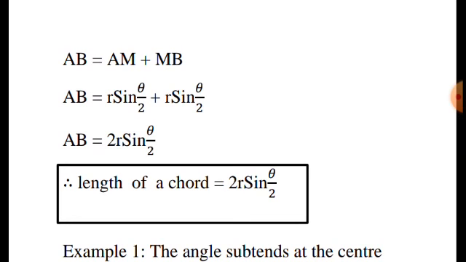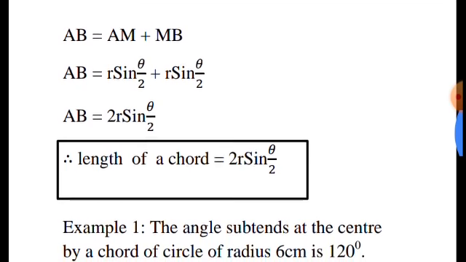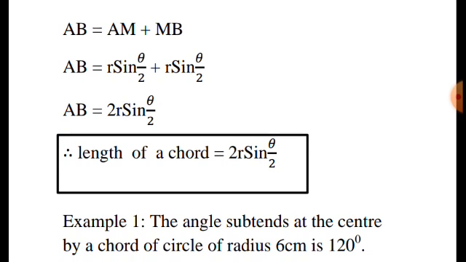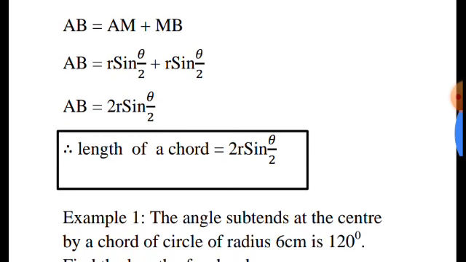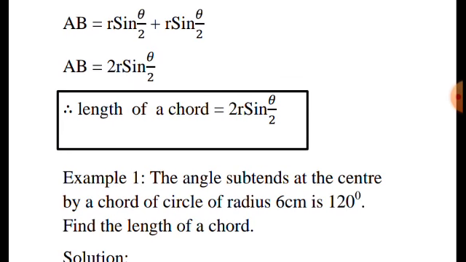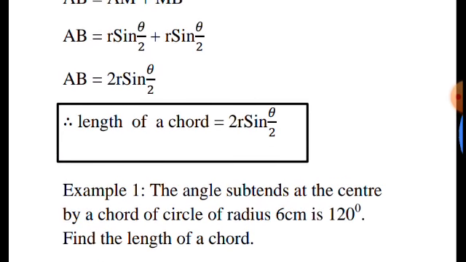The angle subtended at the center by a chord of a circle of radius 6 centimeters is 120 degrees. Find the length of the chord. Again, I'm going to read it again. Example 1. The angle subtended at the center by a chord of a circle of radius 6 centimeters is 120 degrees. Find the length of the chord. Now let's look at the solution.